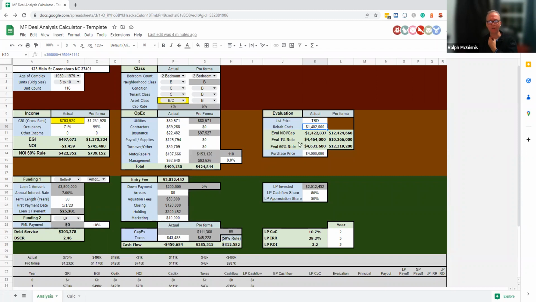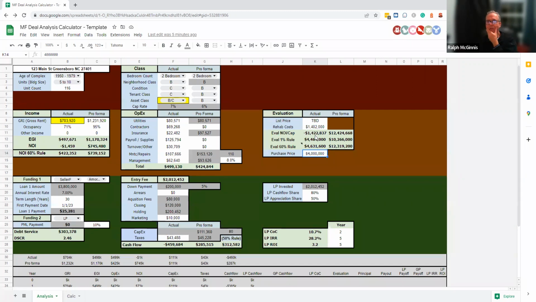You've got to look at all of those things to determine what a good purchase price is and an appropriate valuation of it as it stands right now. So the 60% rule said 4.6 million. I plugged in 4 million based off of the fact that it's coming out of a government subsidized situation, it's mismanaged, and it's a lot of upfront costs for rehab.